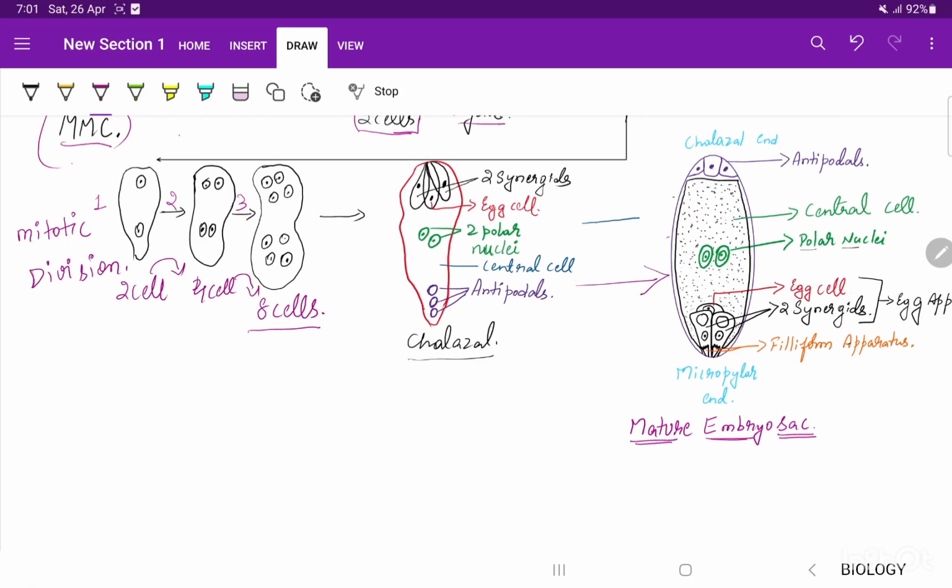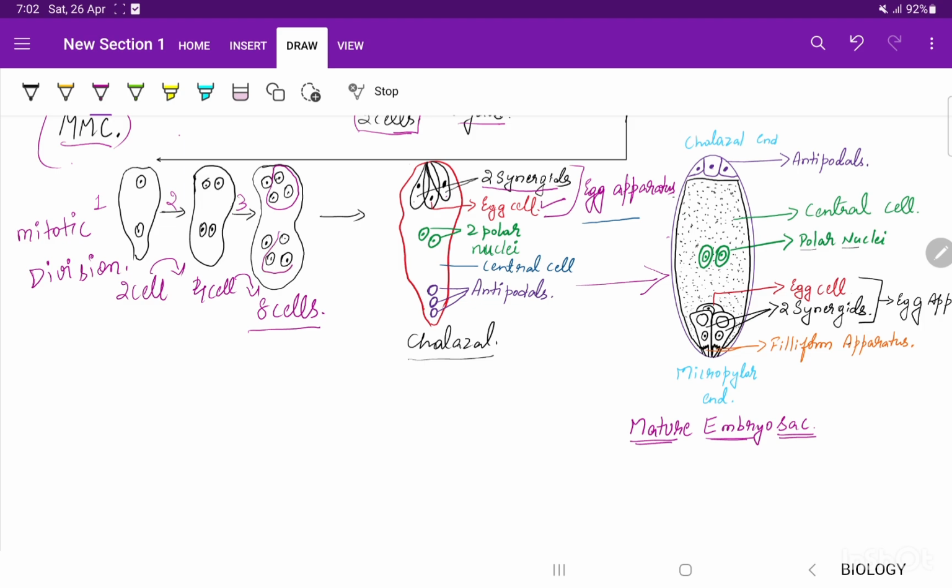Next, after the formation of 8 cells, there is a systematic organization of cells in the embryo sac, which is very important. Please pay attention and listen to the topic. Among these 8 cells, first 3 cells from the micropylar region arrange here to form the egg apparatus. Among these, 2 are called synergids and the center one is called the egg cell.